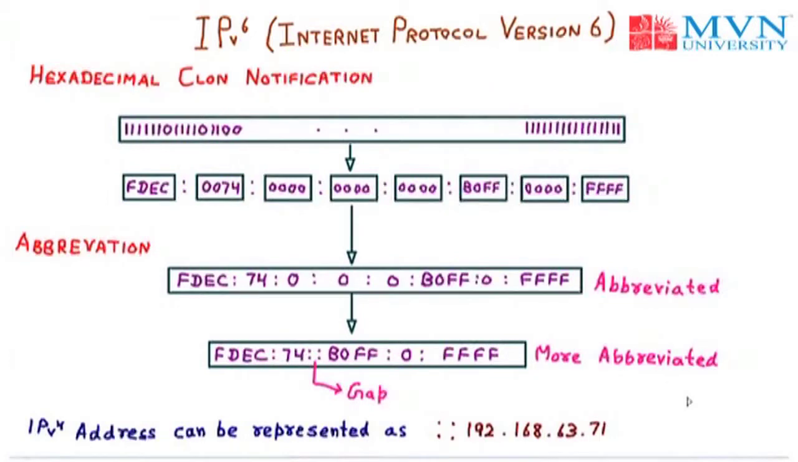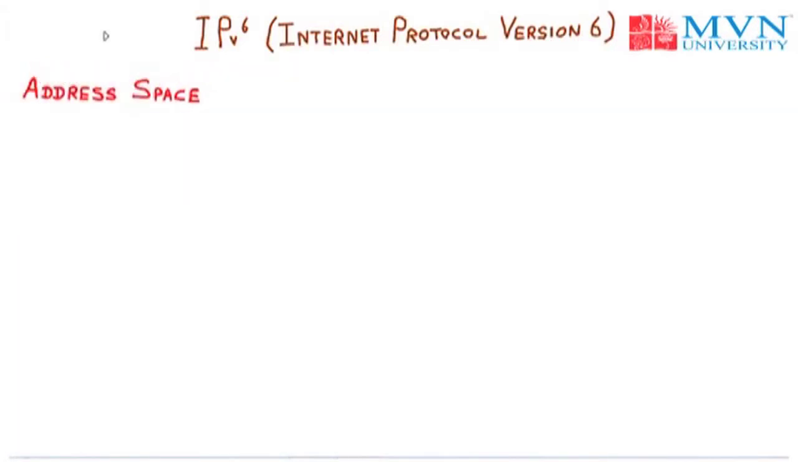Now we will discuss the address space of IPv6. Address space is the space which is utilized by the particular IP or protocols, and we know that the address space formula is 2 raised to the power n, where n is the number of bits. Here in IPv6 we have 128 bits, so it is equivalent to 2 raised to the power 128. So we have 2 raised to the power 128 addresses in IPv6. So we have discussed the address space.